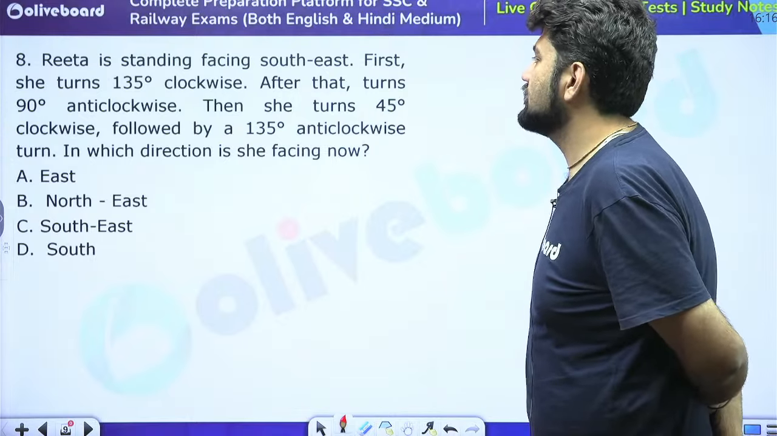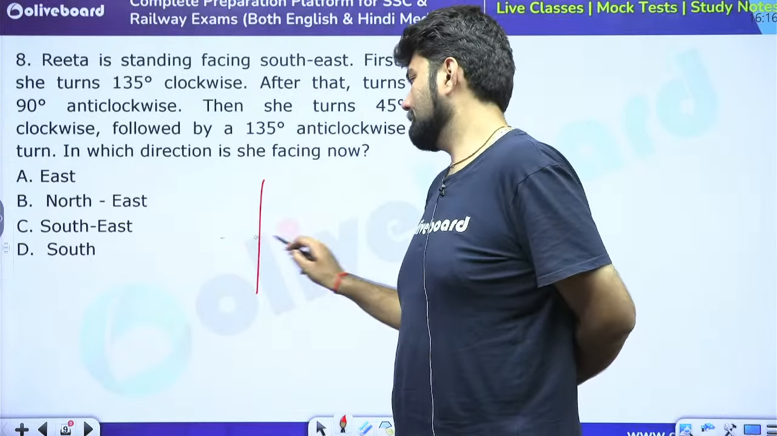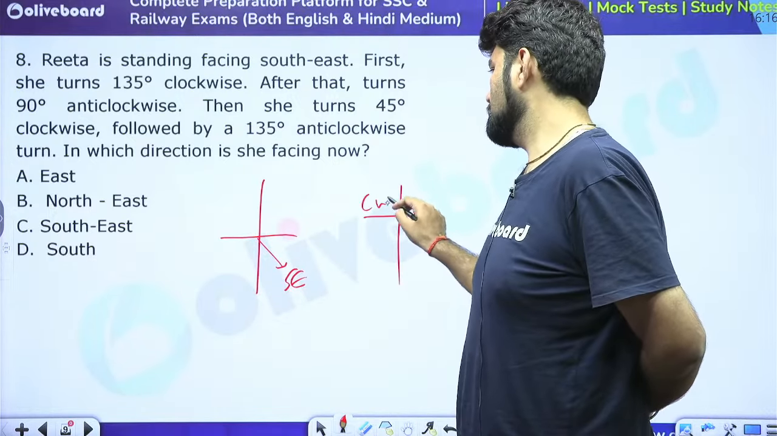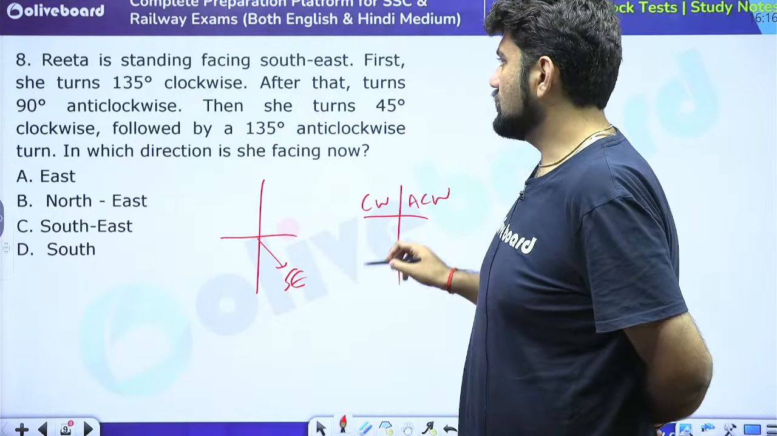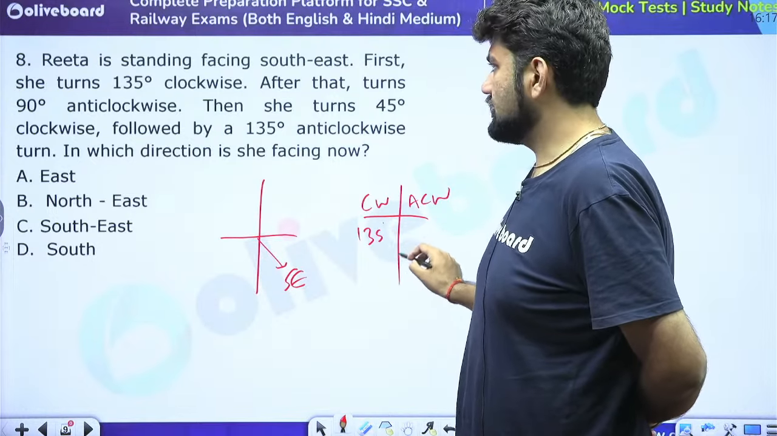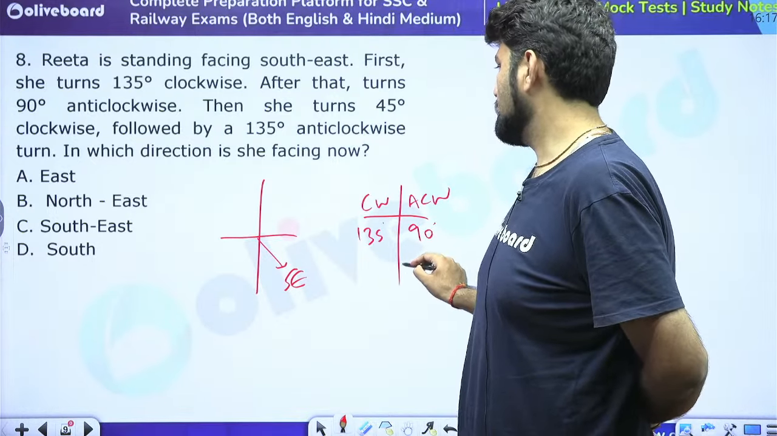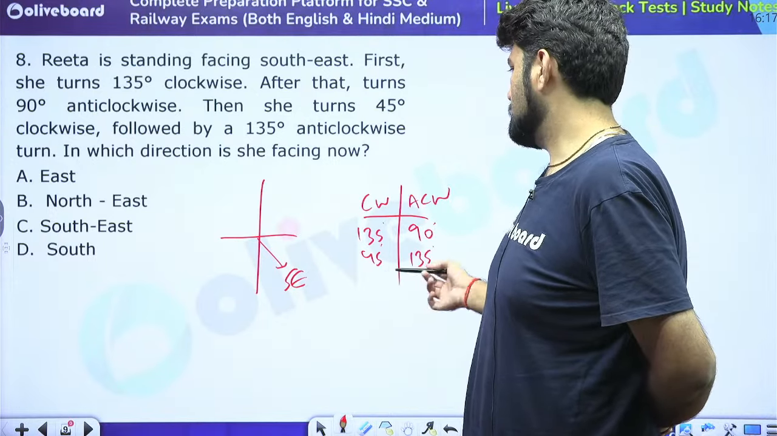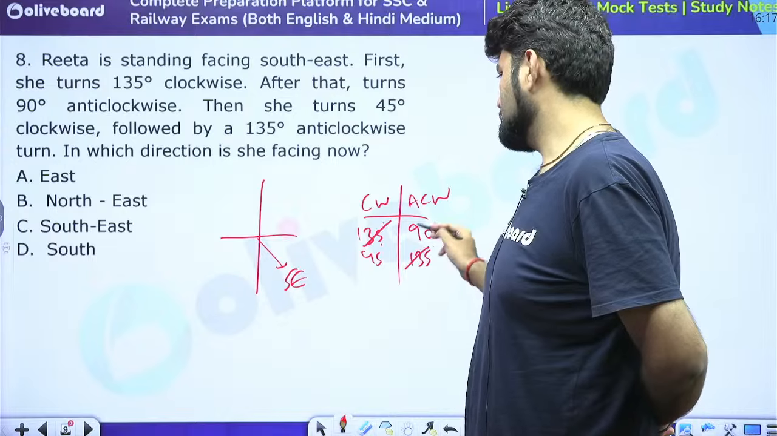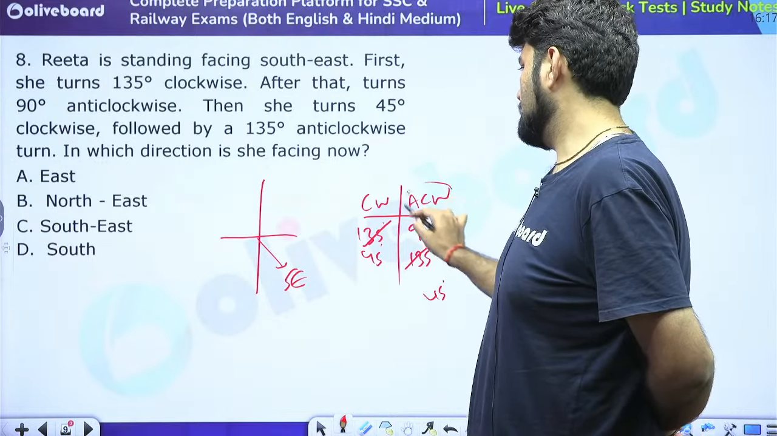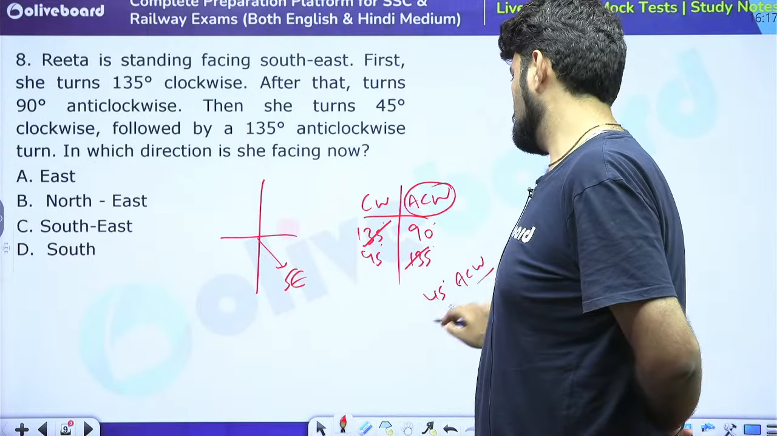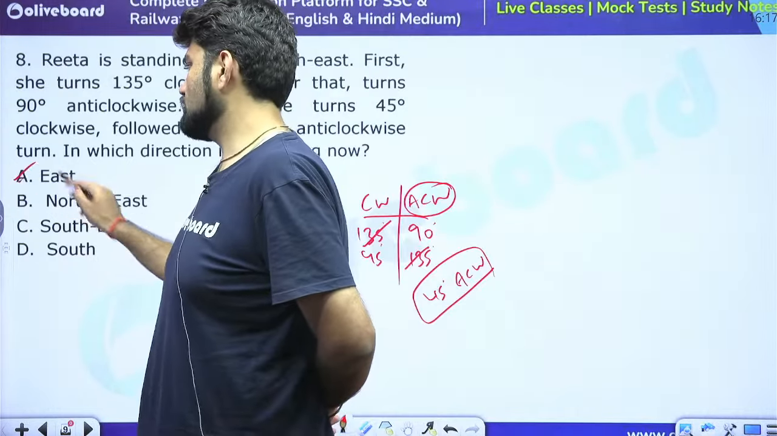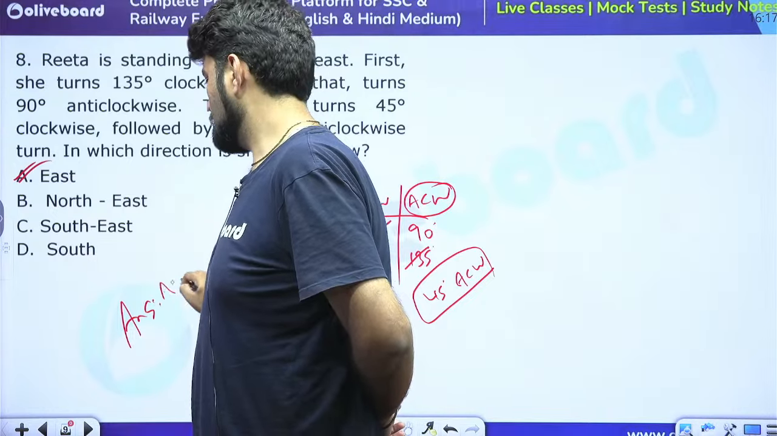So Rita is standing facing the southeast. Always make this table. First she turns 135 degrees clockwise, after that she turns 90 degrees anti-clockwise, then she turns 45 degrees clockwise, followed by 135 anti-clockwise. Which direction is she facing now? So this 135 will get cancelled, 90 minus 45 is 45, in the direction of the larger movement, anti-clockwise, and 45 anti-clockwise will make her face the east. So east is the correct answer, option A. Okay, next.